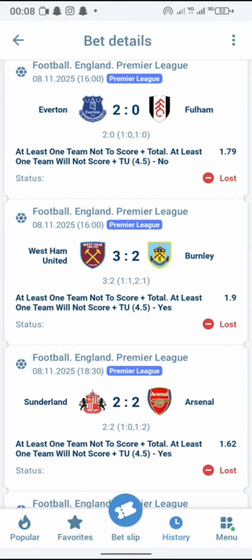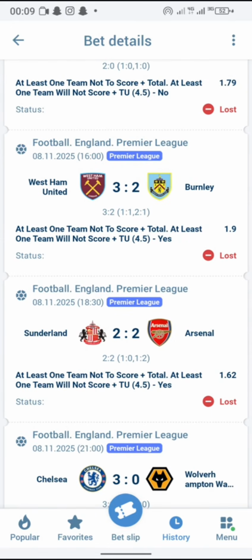We lost it because only one team scored in the match and the total goals was not up to 5. If the total goals was, let me say, 5 goals, that's a win. But since both teams did not score here and the total goals were not up to 5, we lost it. If the game had ended 2-1, we would have won. So let's go to the next one.